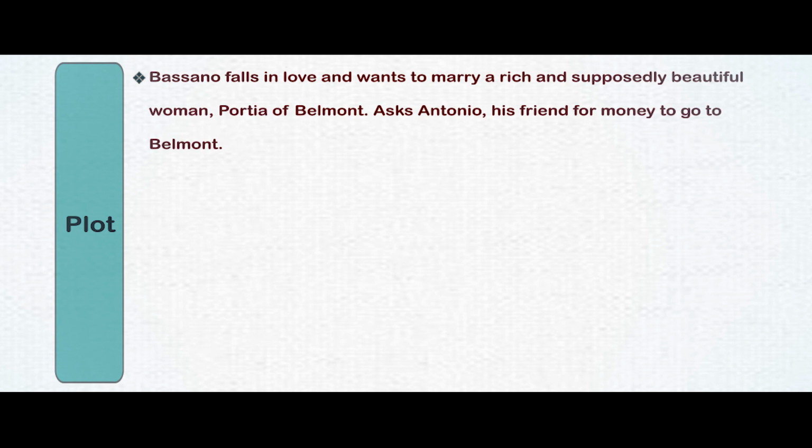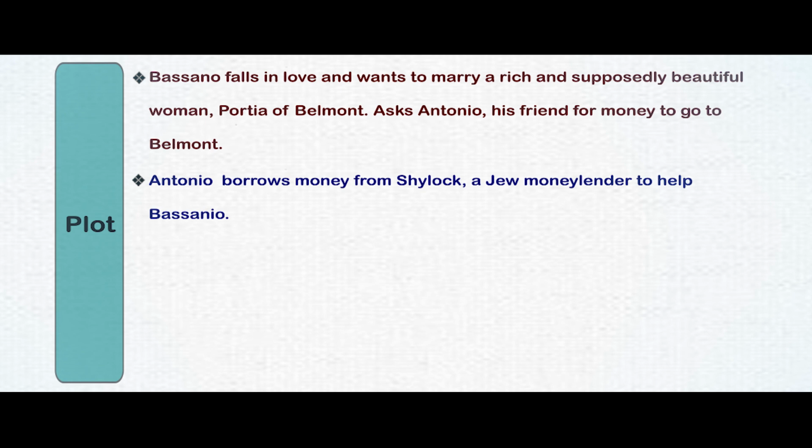Next very important element is plot. Now Bassanio falls in love and wants to marry a rich and supposedly beautiful woman, Portia of Belmont. He asks money from Antonio to go to Belmont. Antonio borrows money from Shylock, a Jew moneylender, to help Bassanio.